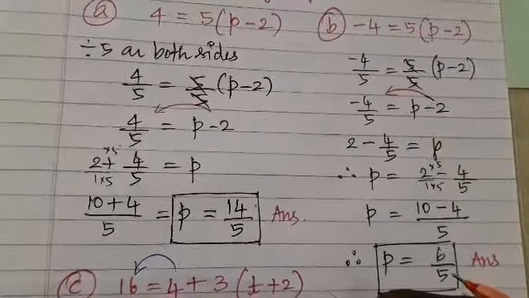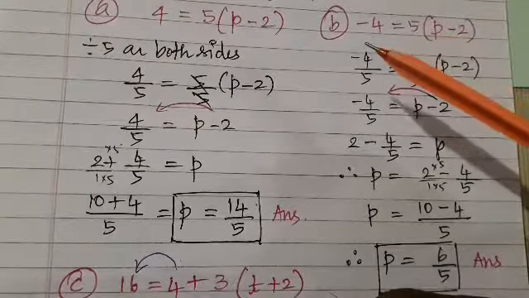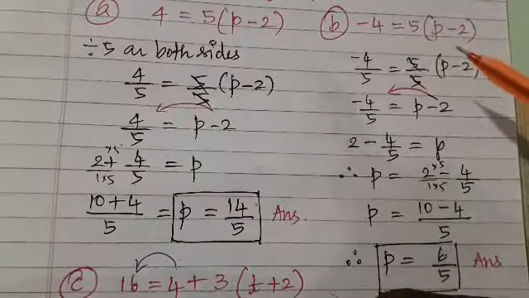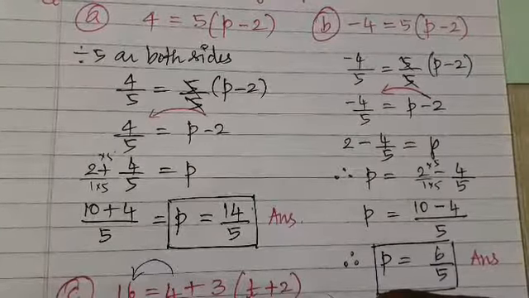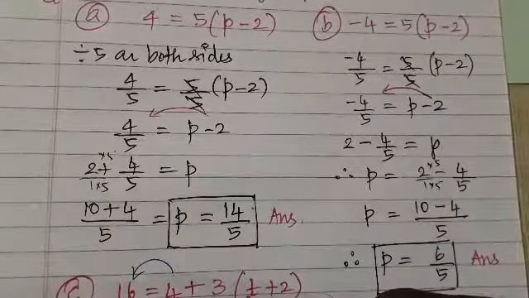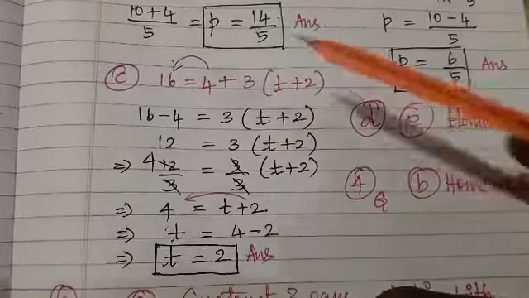When you substitute 6 upon 5 in the given equation, minus 4 you are getting on the left hand side, the same minus 4 you will get on the right hand side also. Okay, that is your equation. That is called an equation. B problem we have completed. Then we will go for the C problem. C problem, what is given?